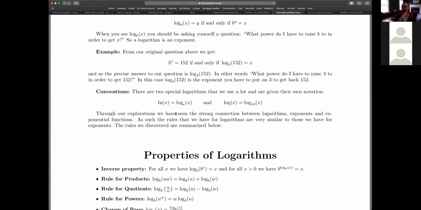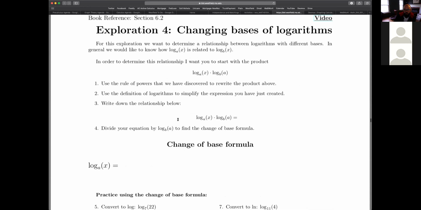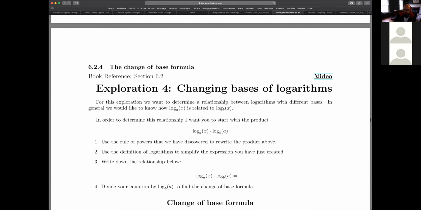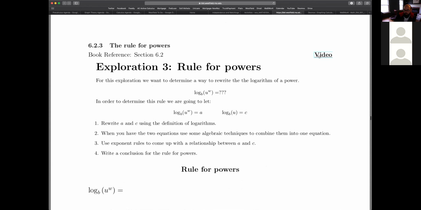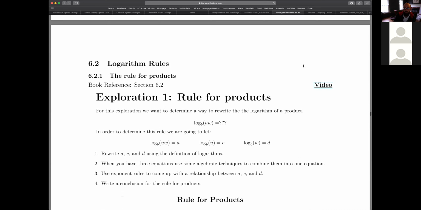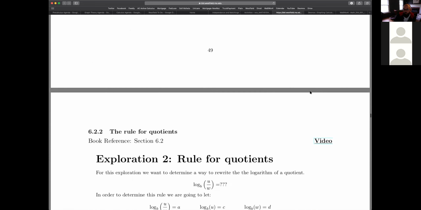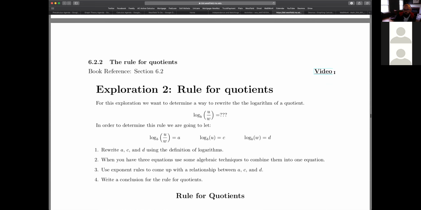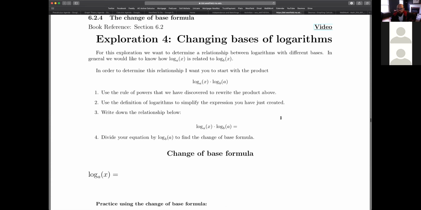I also have some videos over these on our video playlist, right? So if you wanna walk through this rule for powers, each one of these has its own video that you can go ahead and watch. That's been pre-recorded already, right? So it might be beneficial to go through and watch some of these videos here. If you click these links in our Plato page, it'll bring up other videos for you. Okay.